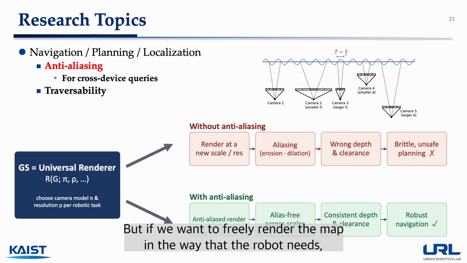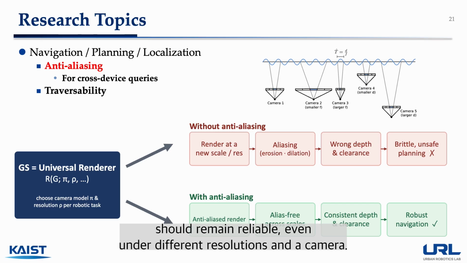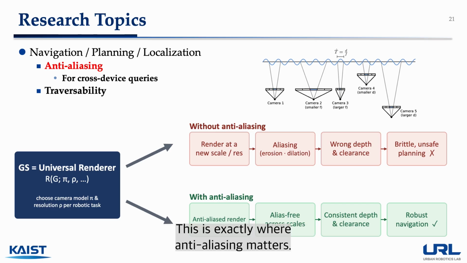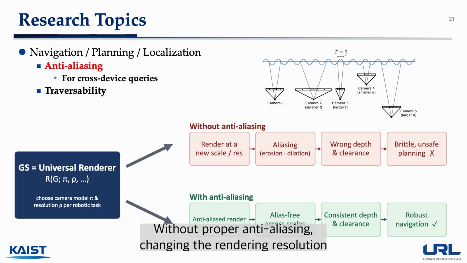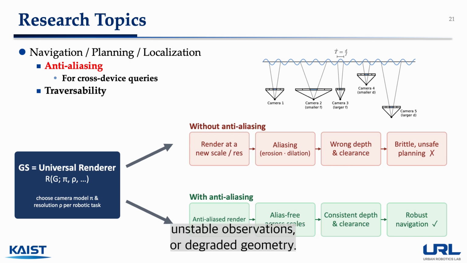But if we want to fully render the map in the way that the robot needs, we need one important assumption: that the rendered output should remain reliable even under different resolutions and camera models. This is exactly where anti-aliasing matters. Without proper anti-aliasing, changing the rendering resolution or sensor model can introduce artifacts, unstable observations, or degraded geometry.